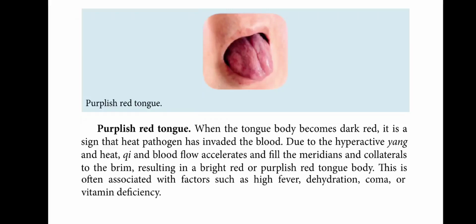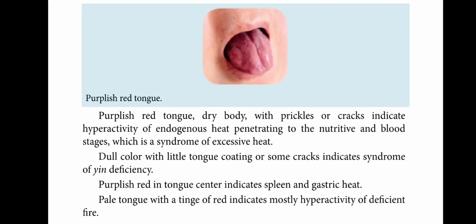Purplish red tongue. When the tongue body becomes dark red, it is a sign that the heat pathogen has invaded the blood. Due to the hyperactive yang and heat, qi and blood flow accelerates and fill the meridians and collaterals to the brim, resulting in a bright red or purplish red tongue body. This is often associated with factors such as high fever, dehydration, coma, or vitamin deficiency.